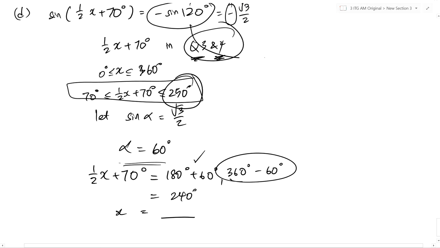From here, change to negative sine 60. Then you get negative root 3 over 2. Any other questions? If not, question 15, anybody needs help?